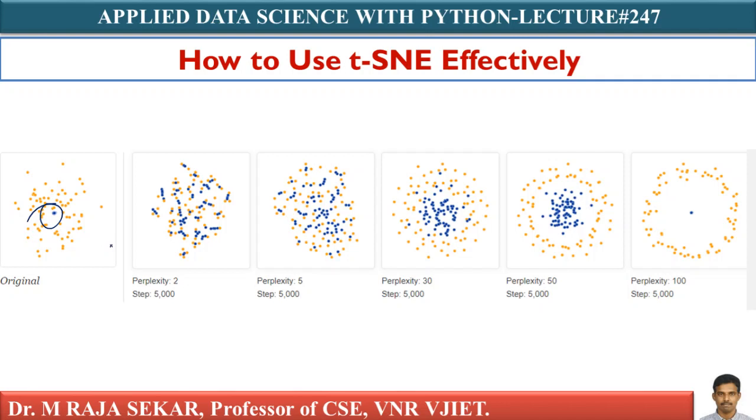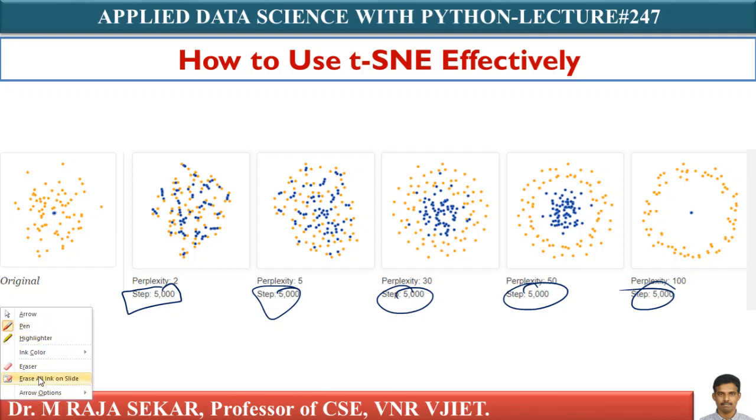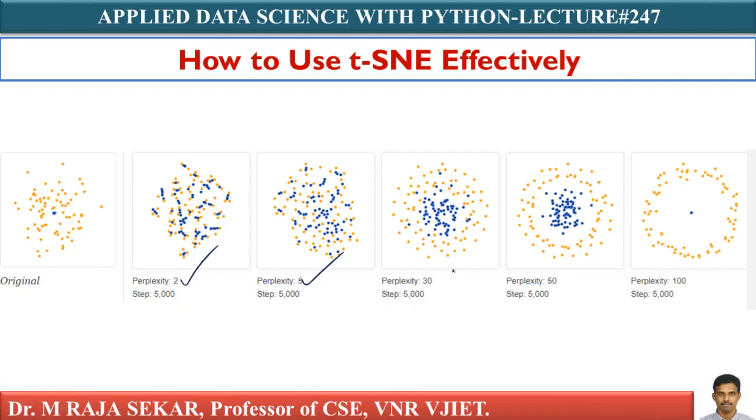When perplexity is small, in the sense, now we fixed the step, that is 5000. We fixed the step value, but we keep on increasing the perplexity value: 2, 5, 30, 50, 100. What does it mean? We are increasing this perplexity value. Let me say like this: perplexity is small, in the sense perplexity equal to 2. Just observe this particular shape.